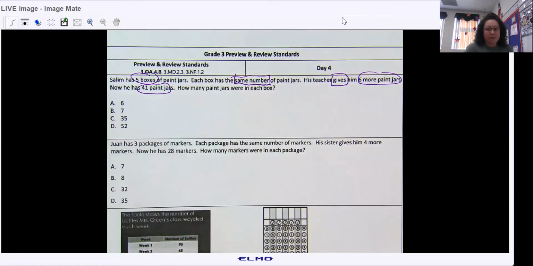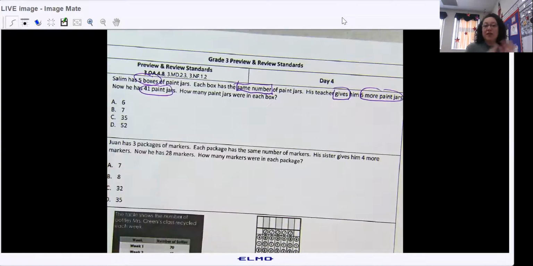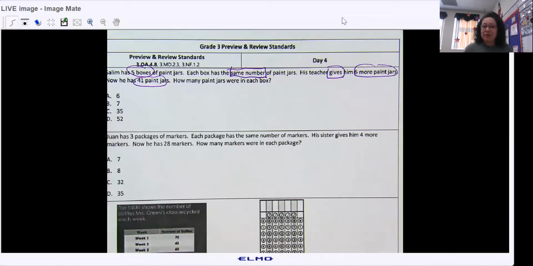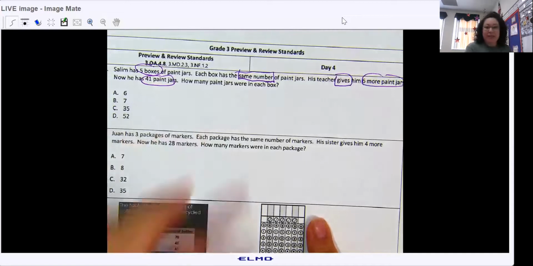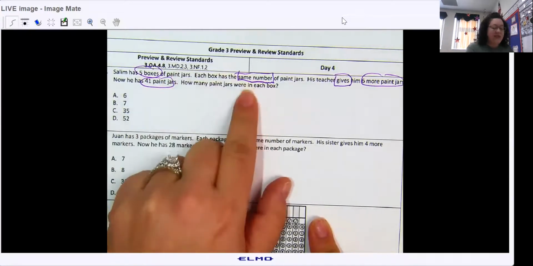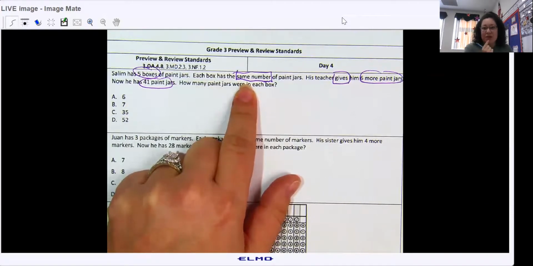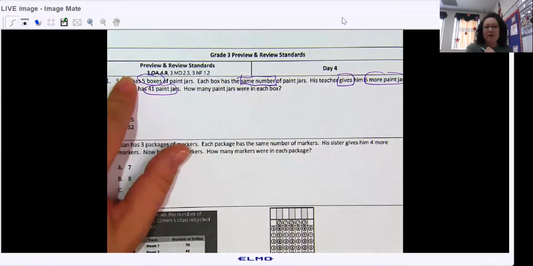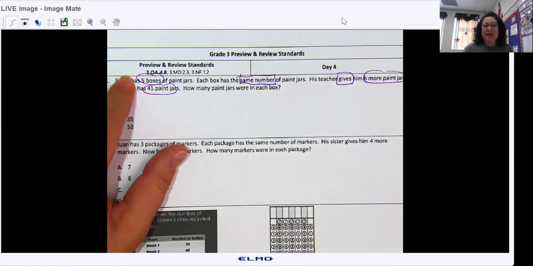Okay, so how many paint jars does he have? 41. That's our total number. So is it going to get higher? No. So that tells us right away we're not adding or multiplying. We have the total number of paint jars, okay? And we need to find out how many jars were in each box. We have 5 boxes, and there's the same number in each box. So what does that tell you we're going to do? We're going to divide. Exactly. So am I going to divide 41 by 5? I already know I can't do that because anything with 5 ends in a 0 or a 5, right?